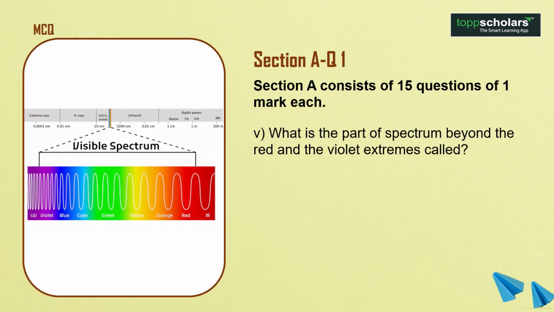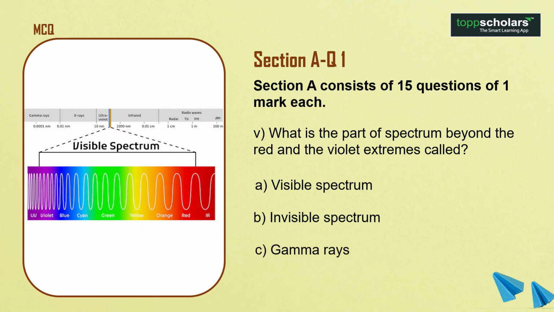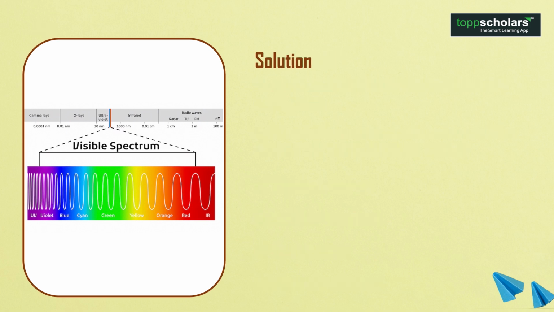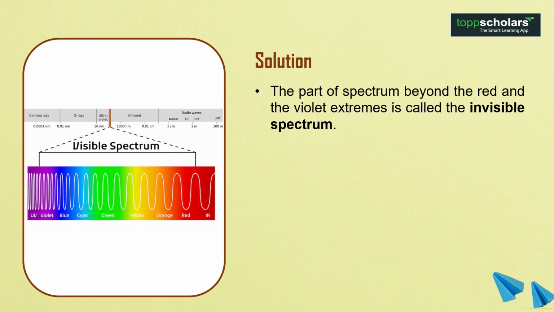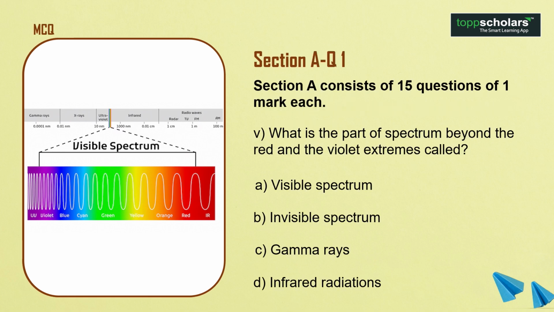Let's have a look at the fifth MCQ. It says, what is the part of the spectrum beyond the red and the violet extremes called? The figure is also given to us and the four options are visible spectrum, invisible spectrum, gamma rays, infrared radiations. Let us see the solution. So the part of the spectrum beyond the red and the violet extremes is called the invisible spectrum. So what is the correct answer? The correct answer is option B, that is invisible spectrum.